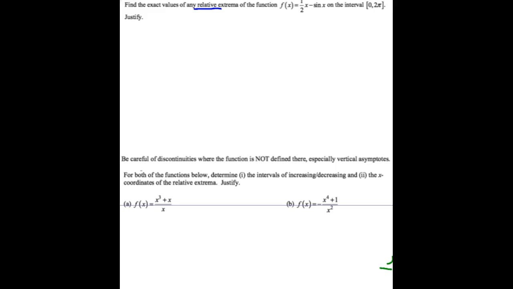Not relative, the extrema. What would you do? You would plug 2 pi into the function. You'd plug 0 into the function. You'd find where the derivative equals 0. You'd plug those in, and the biggest one is your max. The smallest is your min, and you'd be done. That's not what this question is. It's relative. All right, so what am I going to do?